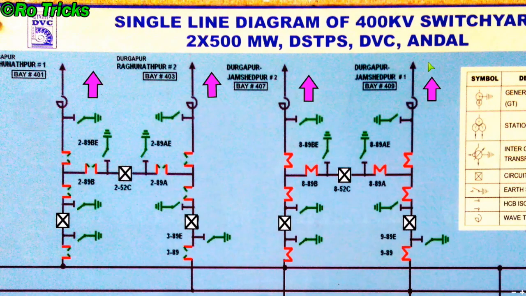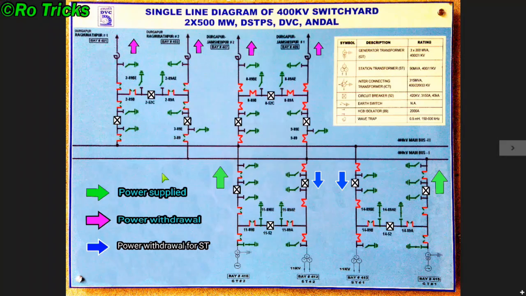The wave trap is used to stop high frequency signals from entering into the circuit, which may damage the equipment. You can see that the arrangement in this line is exactly the same as in this one. So this is the way electric power is fed into the circuit and withdrawn from the circuit. Now we have understood the single line diagram of the 400 kV switchyard.